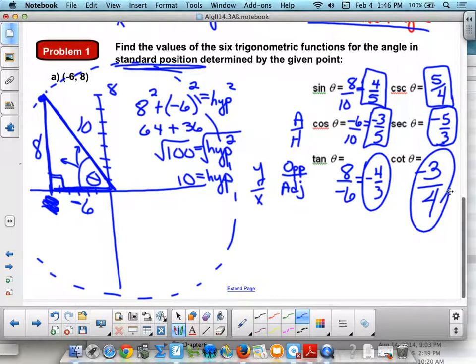Good? These were easy. Why were they easy? Because the numbers were integers. Are numbers always integers? No, sometimes numbers are irrational, like square root of 5 and square root of 7. They get messy. The next one's messy. Do the next one.